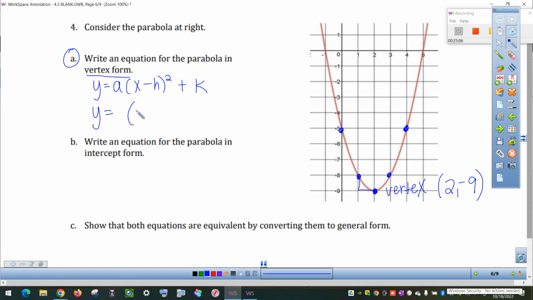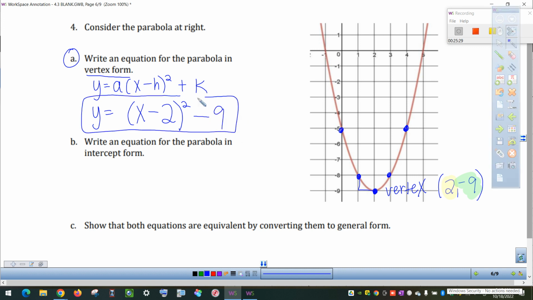All right, then we're going to do x minus the x value of the vertex, which was 2. And then we're going to add on the y value of the vertex. Well, if we add -9, that's really the same thing as just subtracting 9. So that is our final answer in vertex form.